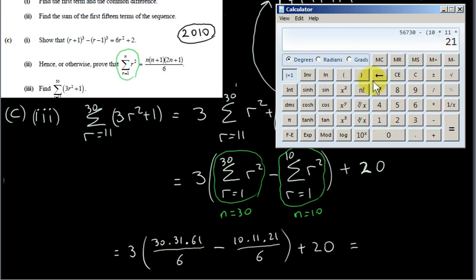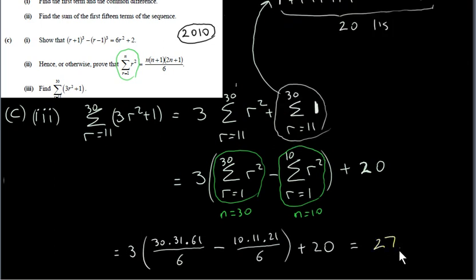I don't know why I put in a bracket. You don't need a bracket here. The multiplication is done first. And divide this by 6. So I'm just combining these two fractions. We then multiply by 3 and add on 20. I hope this is right, because if it's wrong I'll have to remake this video. So we get 27,230.